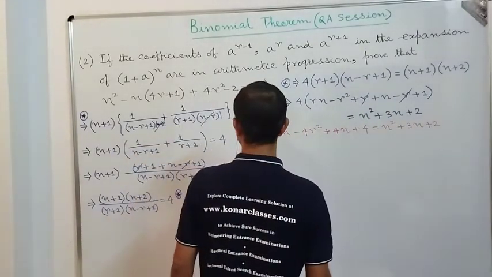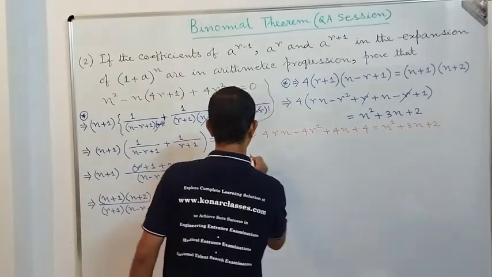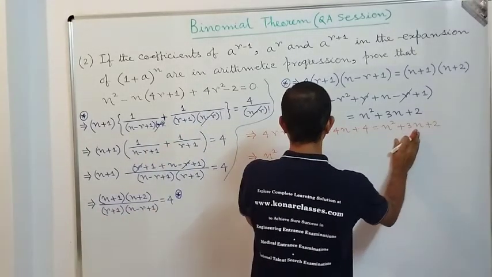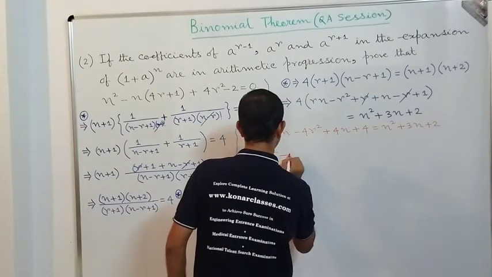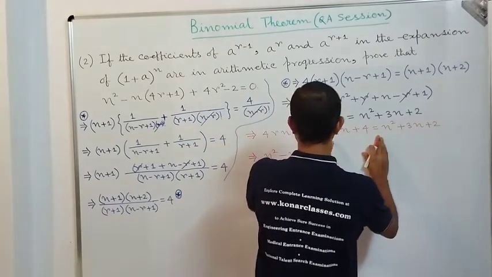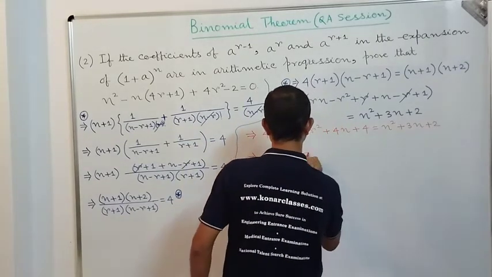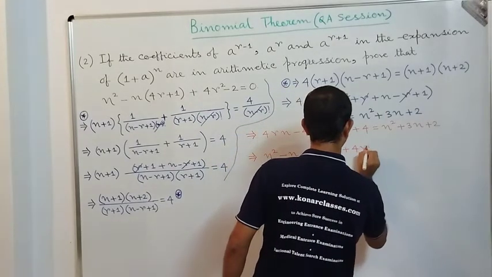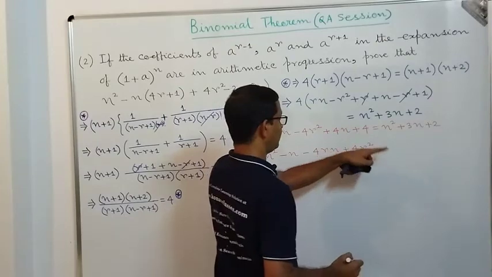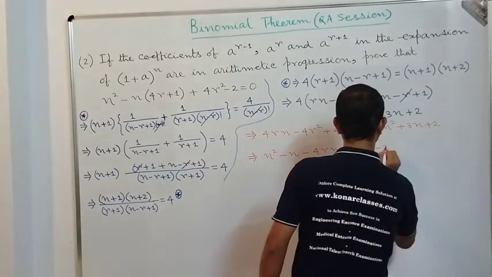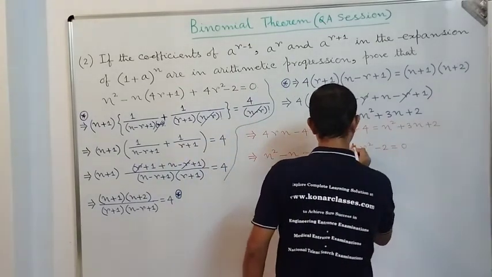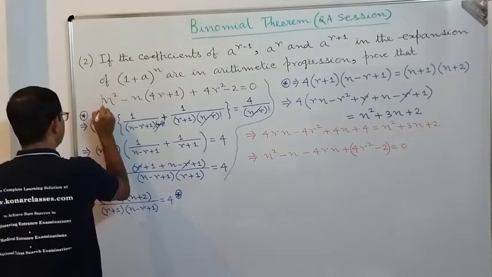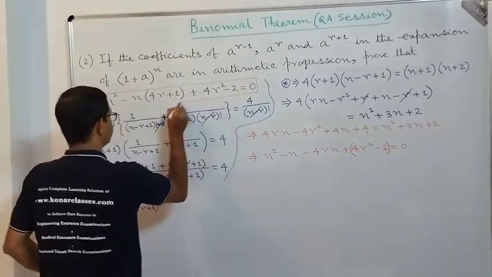So we can write, if we make it into the same side, so we make n square. Now 3n minus 4n, that means minus n, then minus 4rn plus 4r square, and plus 4 when we bring into the other side becomes minus 2, is equal to 0. So 4r square minus 2, so you already get. So our target will be to prove this one. So we need to prove this one, correct?